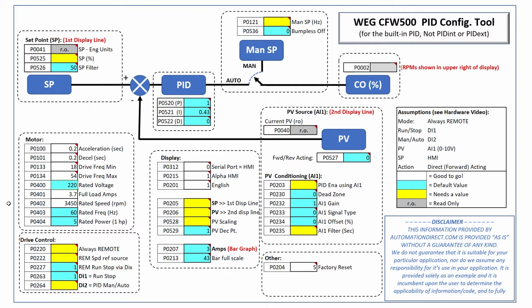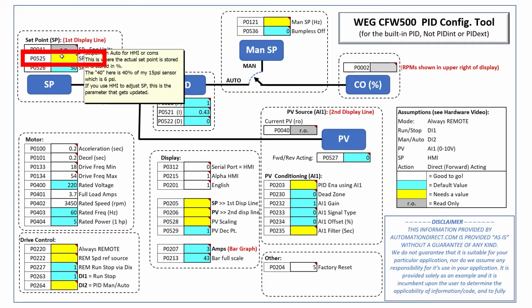Now when you press the up-down arrow keys on the keypad, the result gets converted to engineering units and stored here. It's gray to remind us it's read-only. This is the value we want to show on the display. The raw set point in percent is stored in parameter 525. We want 6 psi, which is 40% of our sensor's 15 psi range, so we put a 40 here.